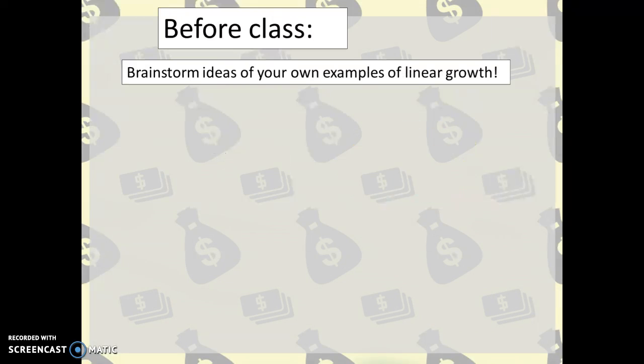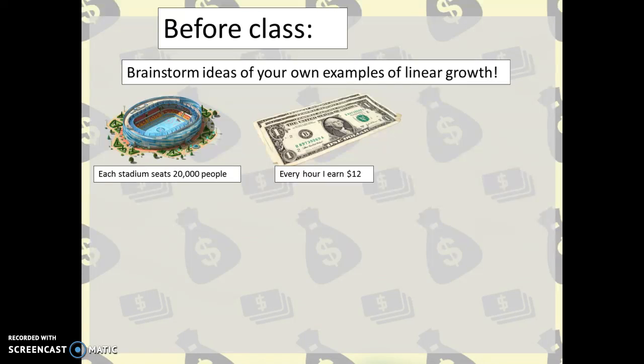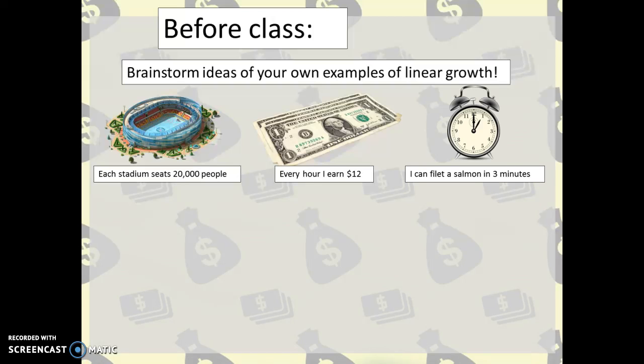You need to come up with these examples. For class, think about these sort of things. Kind of brainstorm towards these. I'm using the stadium model. Brainstorm some other ideas. What do you say? Hey, every hour I earn $12 in my job. Notice it's a constant measurement. Every hour I earn this. What's another example? Take something in the kitchen, maybe it takes you 3 minutes to fillet a salmon. Every time I fillet a salmon, it takes me 3 minutes. So you see, it's a constant measurement. Those sort of representations are at the heart of linear growth.